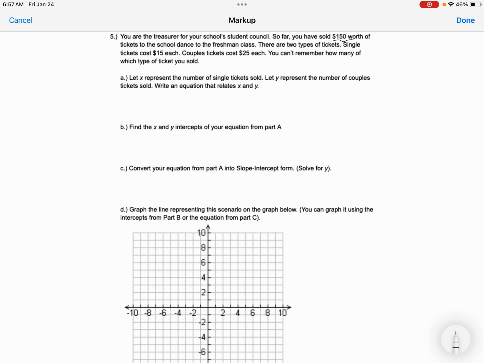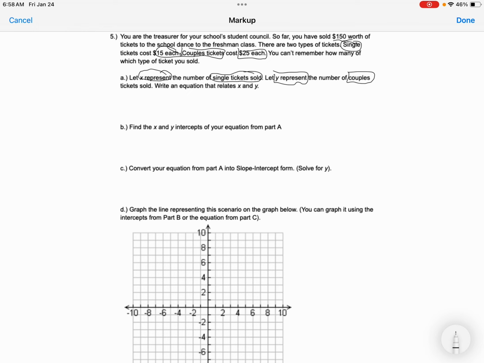There's two types of tickets. The single tickets cost $15 each, and the couples tickets are $25 each. So that's going to be some important information that we need to know. First thing we need to do is say let X represent the number of single tickets. So X is going to be the single tickets sold, and we're going to let Y represent the number of couples tickets sold.